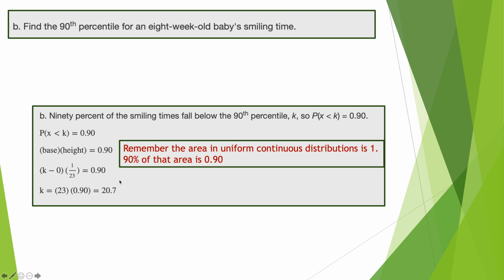Or you could just say to yourself, what is 90% of 23? And that would give you 20.7. Because this is continuous all the way through, and you could get the decimal 20.7 would work. If it was always individual scores, then it would be 21. Remember, the area in uniform continuous distributions is 1, and 90% of that area would be 0.9. So that would make the length 0.9.